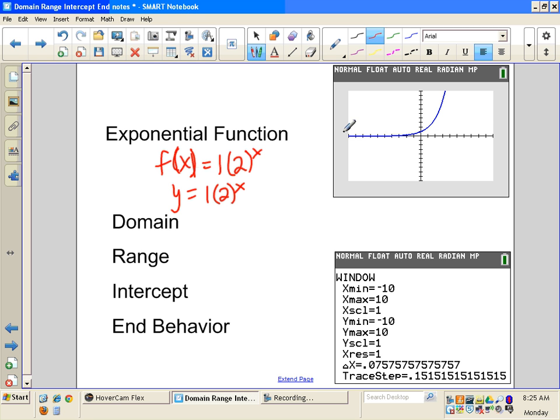Hopefully you're noticing this also just continues on and on, getting closer and closer to 0, but it's never going to actually touch 0, is it? And this keeps going up and up and up. Notice I just have my window from negative 10 to 10, just a standard scale, which is typically what we look at for exponential functions. So in this case as well, because it keeps going off in both directions, my domain is still all real numbers.